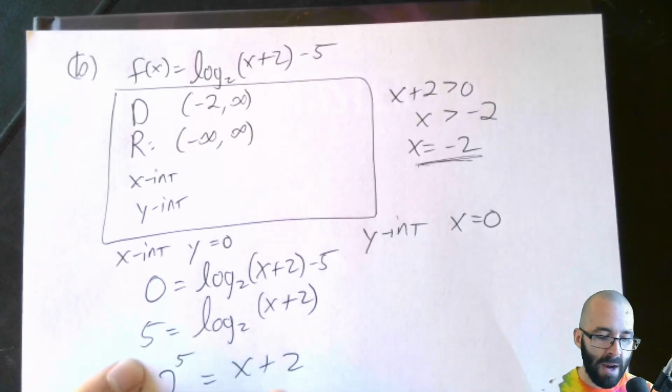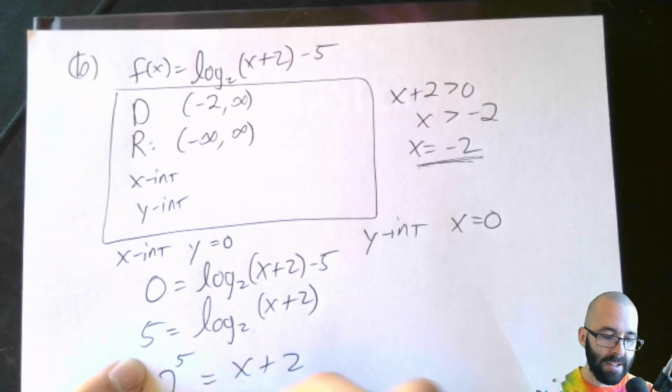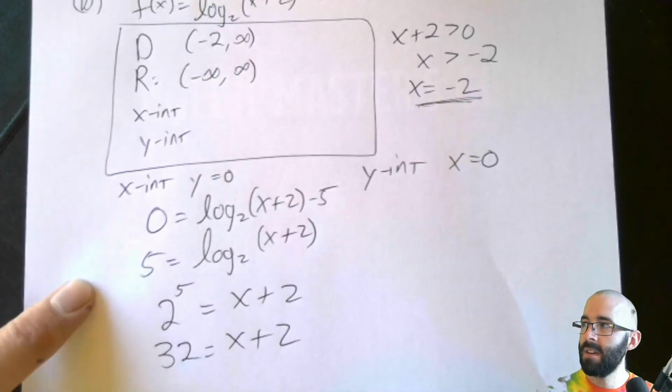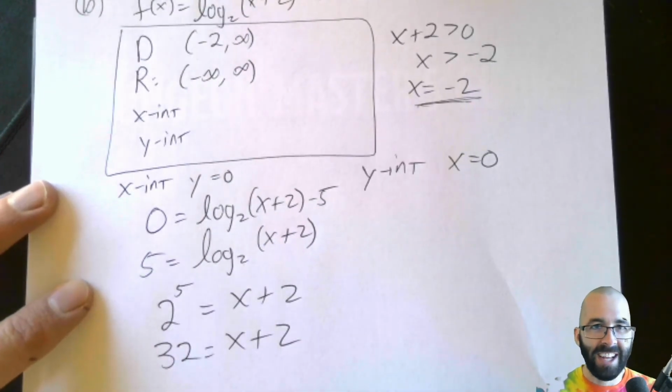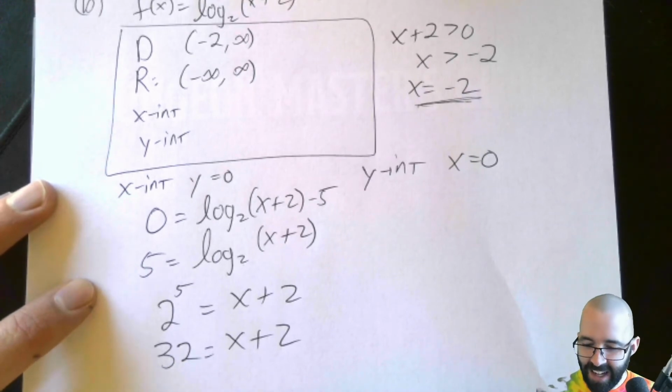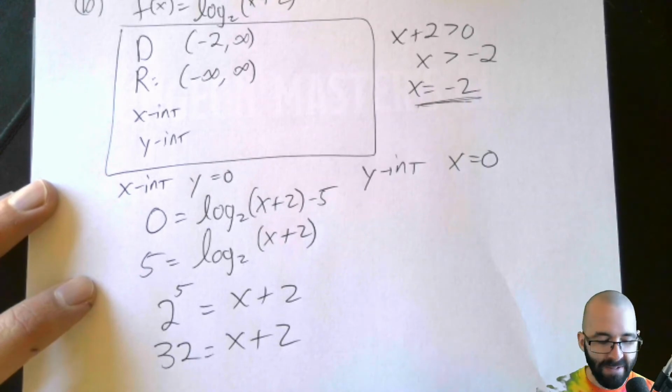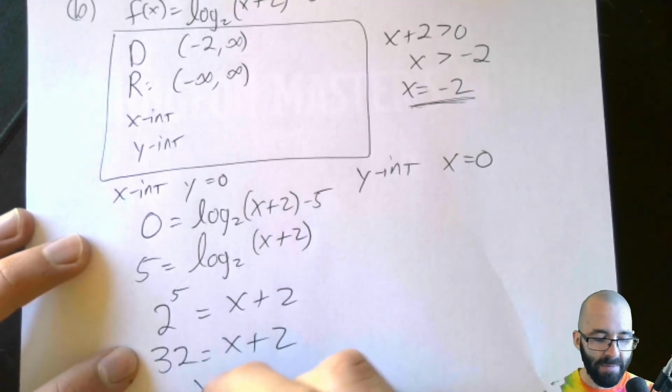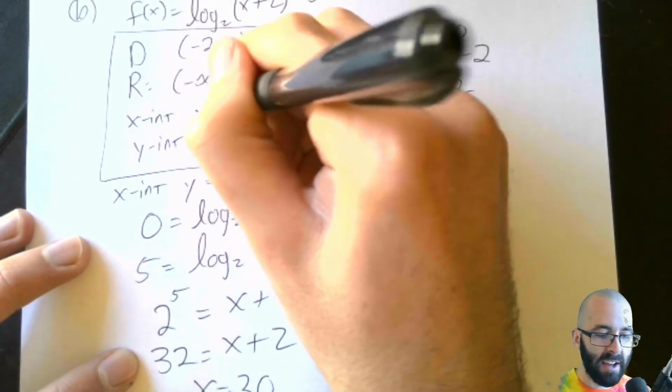Well, 2 to the 5th power is 32. I can solve this equation, so can you. That kind of rhymed, a little catchy. We'll make a song about this problem. Song about 6.4, example 3b. Subtract 2 and we're done. X is 30. That's our x-intercept.